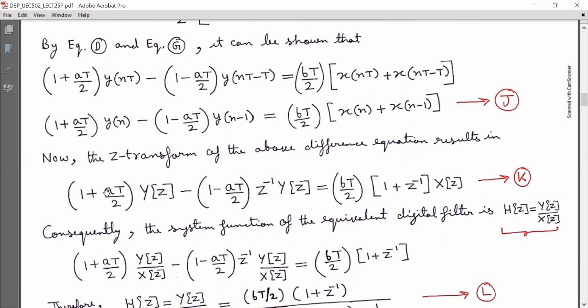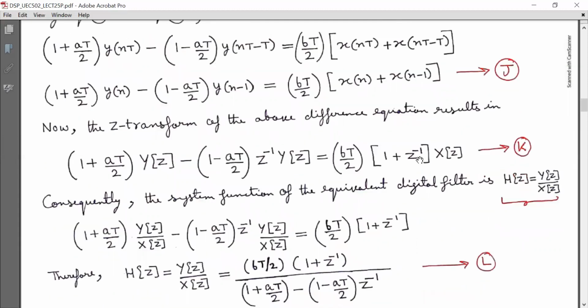So equation K is (1 plus aT by 2) into Y(z) minus (1 minus aT by 2) into z inverse Y(z) equal to bT by 2 bracket (1 plus z inverse) X(z). Now this is equation K. It is just by taking the Z transform of equation J.